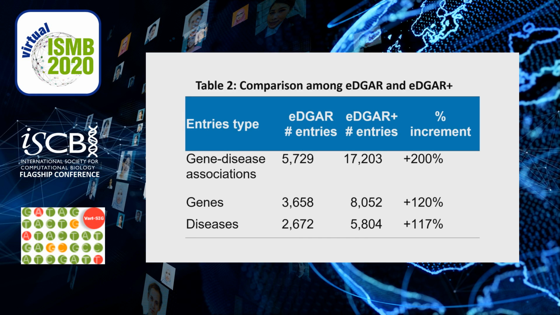In Table 2, we show the incremental content of eDGAR+ with respect to the previous version of eDGAR. Considering unique gene-disease associations, removing redundancy among the databases, we obtain figures that are much higher than the previous version of eDGAR. Gene-disease associations from the created dataset in eDGAR+ are triplicated.